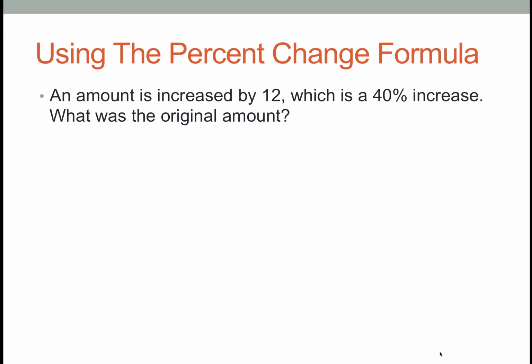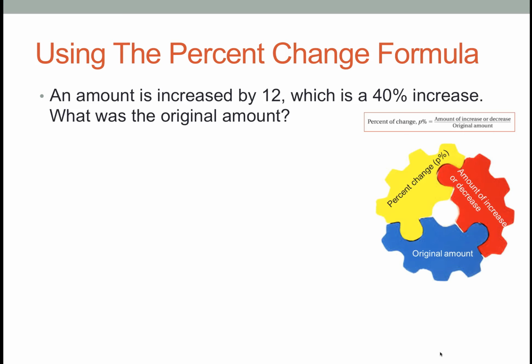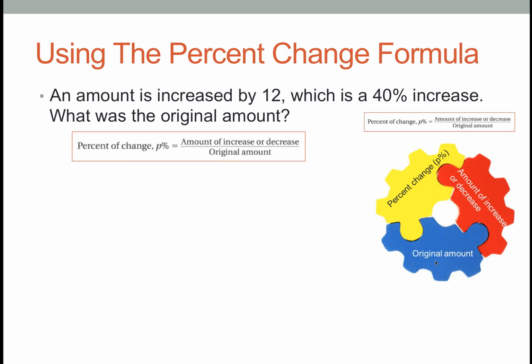So here's a question. An amount is increased by 12, which is a 40% increase. What's the original amount? So let's see, which two do we have here out of these three? An amount is increased by 12. So that's the amount of increase or decrease. And it's a 40% increase. So that's the percent change. And we're actually asked, what is the original amount? So we need to figure out the original amount. So if I circle the two we have, you see that there.